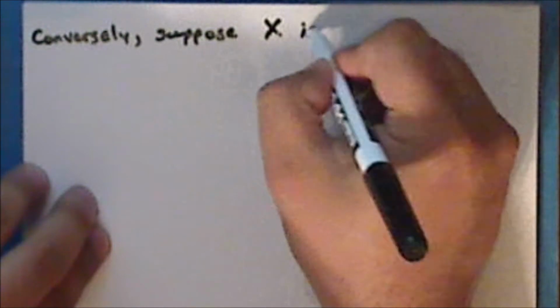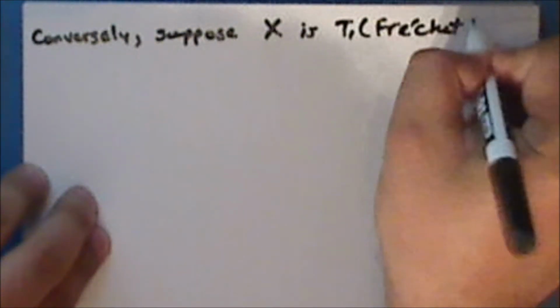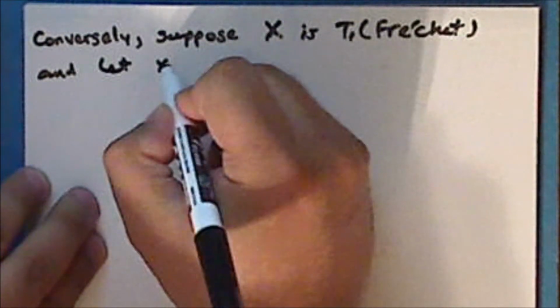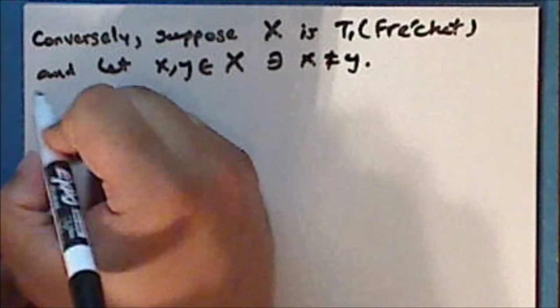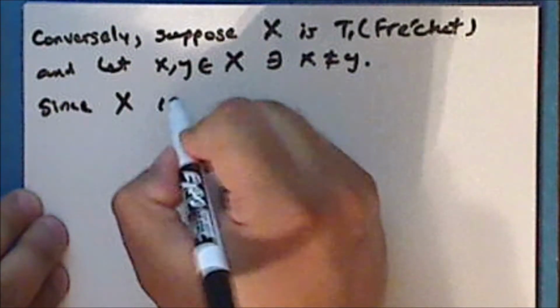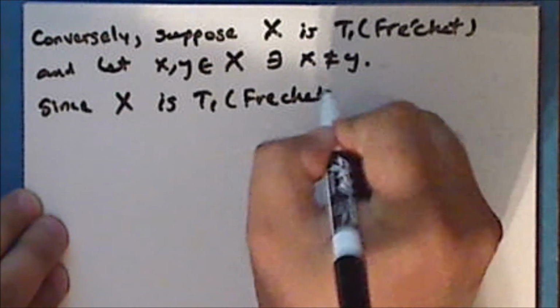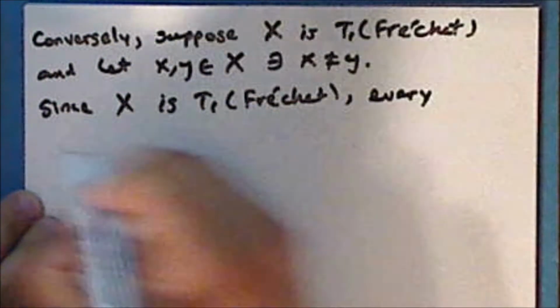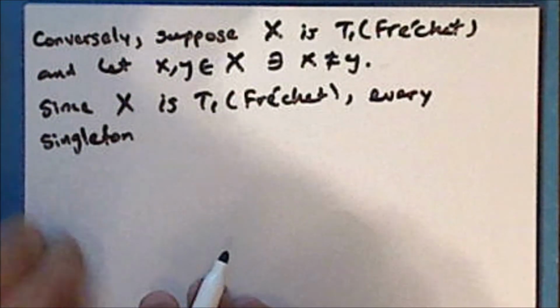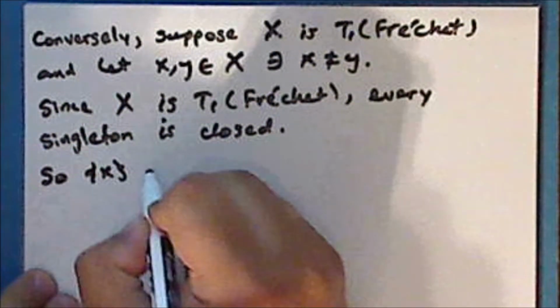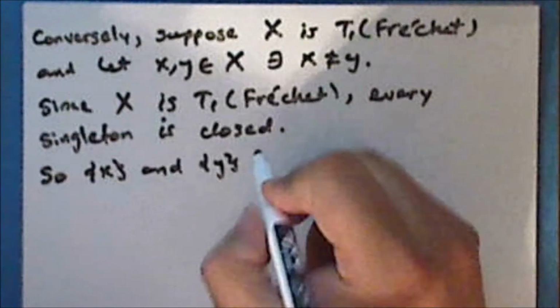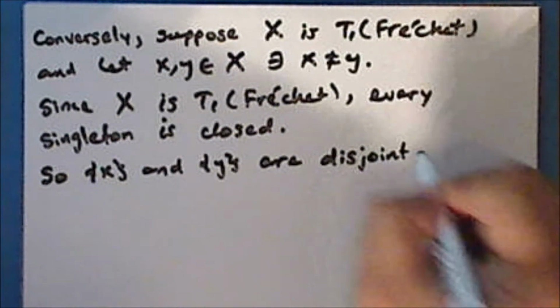So conversely, suppose that the space X is T1 or Frechet, and let X and Y be two points of the space X, where X is not equal to Y. Then since the space is T1 or Frechet, every singleton is closed, and so the singleton containing the point X and the singleton containing the point Y are disjoint closed sets.